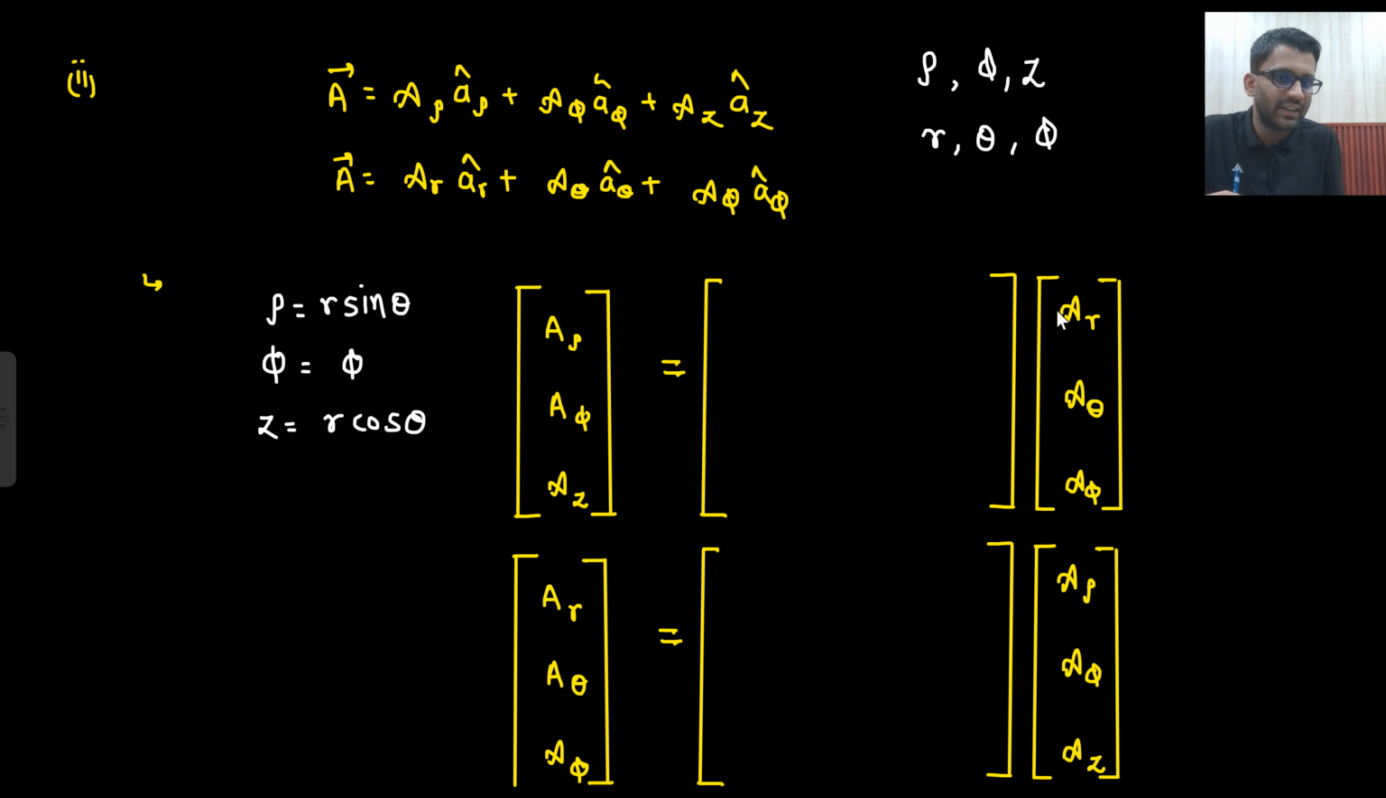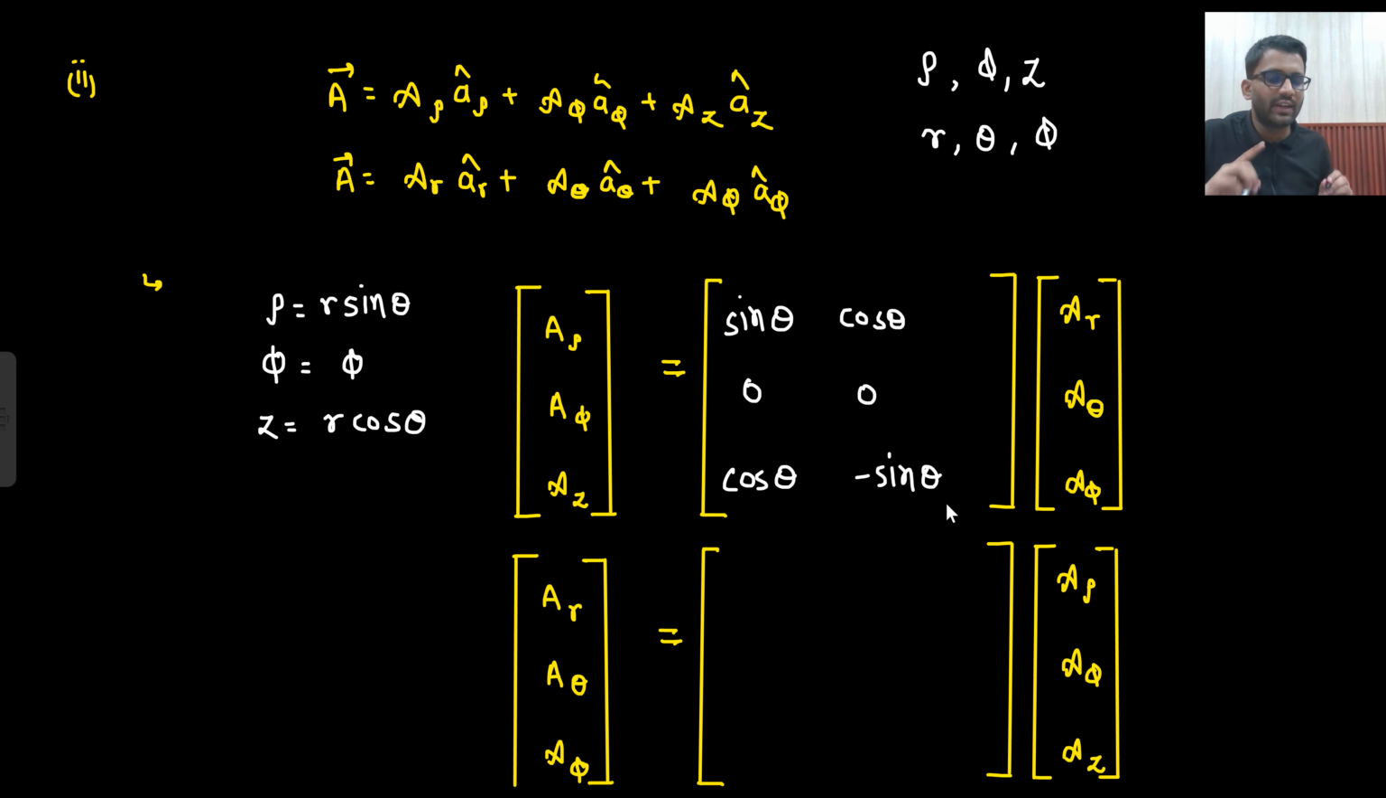So rho has relation with r sin theta. Phi has any relation with r? 0. Rho equals r sin theta, this we know. Phi equals phi, and z equals r cos theta, this also we know. Everything is crystal clear here. Z has relation with r, yes, cos theta. Now differentiate with respect to theta. So what am I going to get? This is sin theta, so what is the differentiation? Cos theta. 0. What is the differentiation?